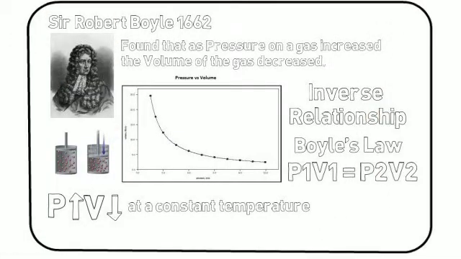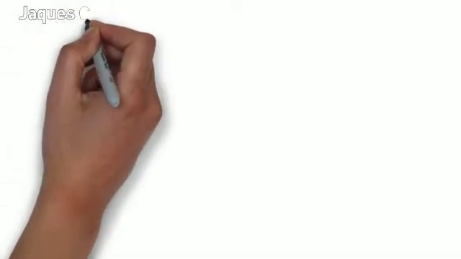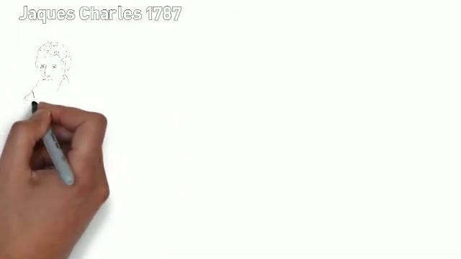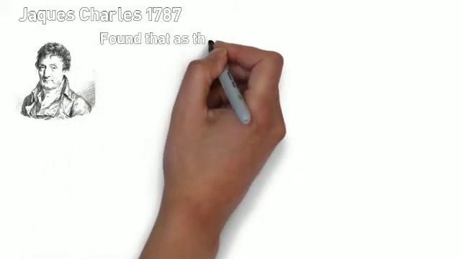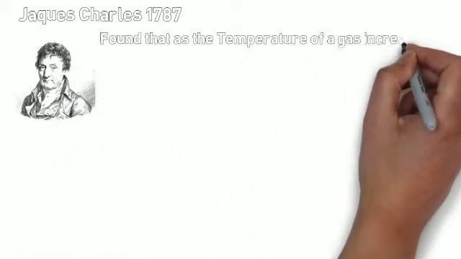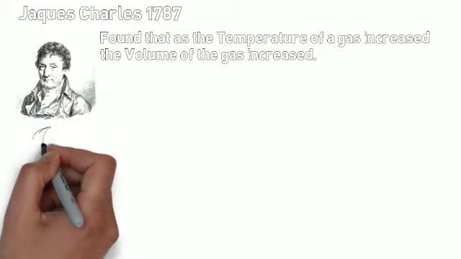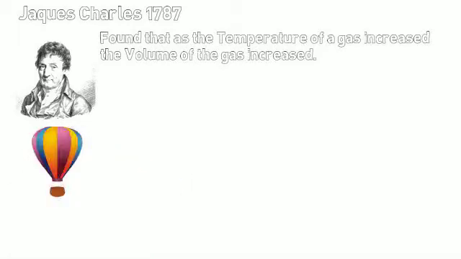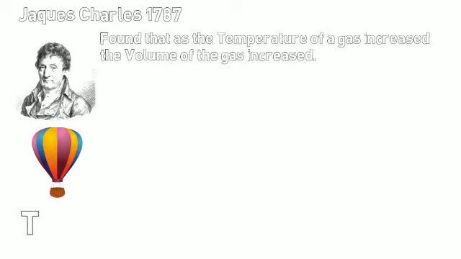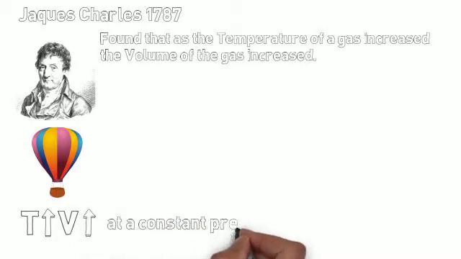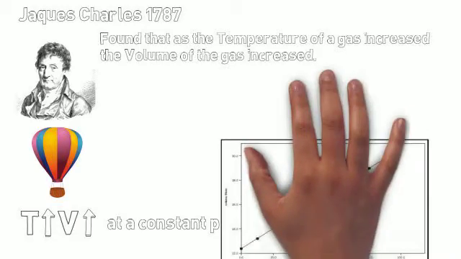So moving on, about 100 years later, Jacques Charles comes along. Jacques Charles, who lived from 1746 to 1823, was a French scientist, inventor, mathematician, and most importantly for this law, a balloonist. And he found that as the temperature of gas increases, the volume of the gas increases. He did this because he was experimenting with the concept of hot air balloons. And he found that as he heated up the air, the balloon inflated. So this led him to conclude that as you increase the temperature of a gas, the volume of the gas will increase as long as you hold it at a constant pressure.